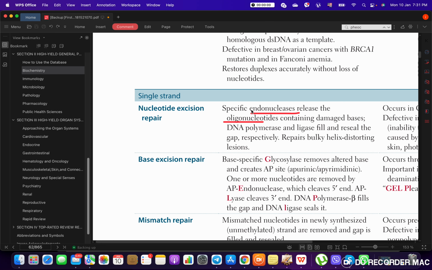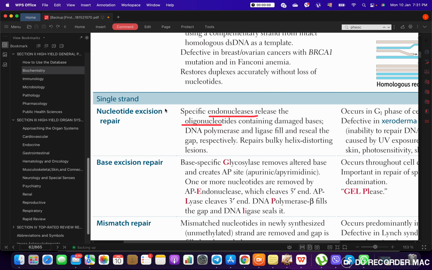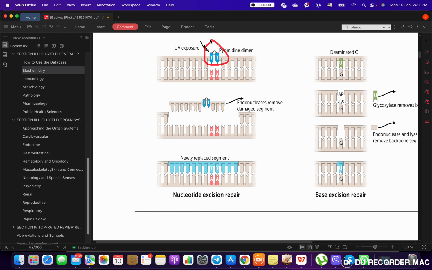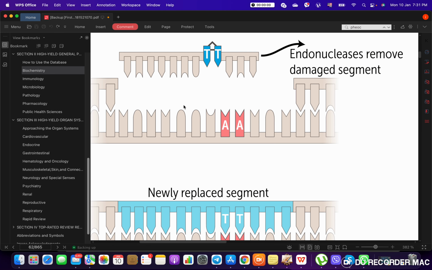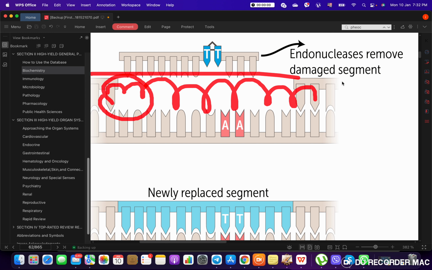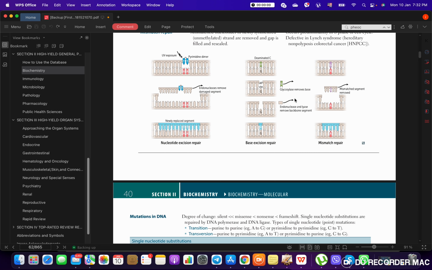So they write, a specific nuclease releases an oligonucleotide, a few nucleotides, as you can see, containing the damaged base. And the DNA polymerase and ligase fill up and reseal the gap respectively. After the excision the gap is empty, and we cannot leave it empty. So the DNA polymerase comes, starts filling up and closes the gap. But as always we have some area left, and ligase takes care of that.